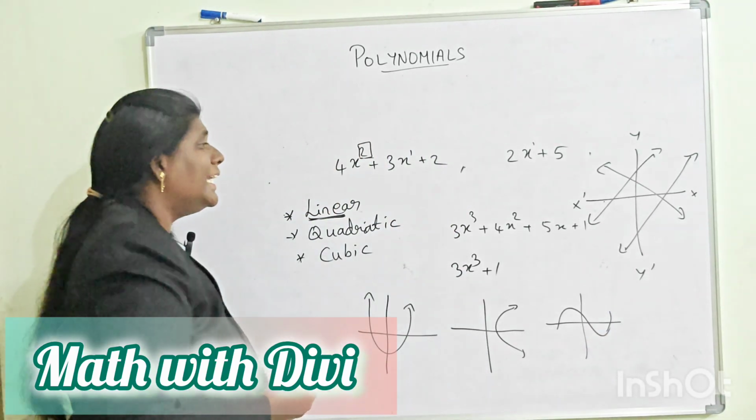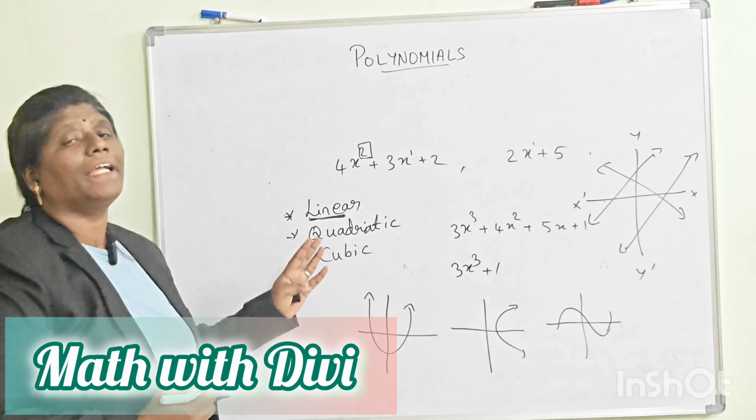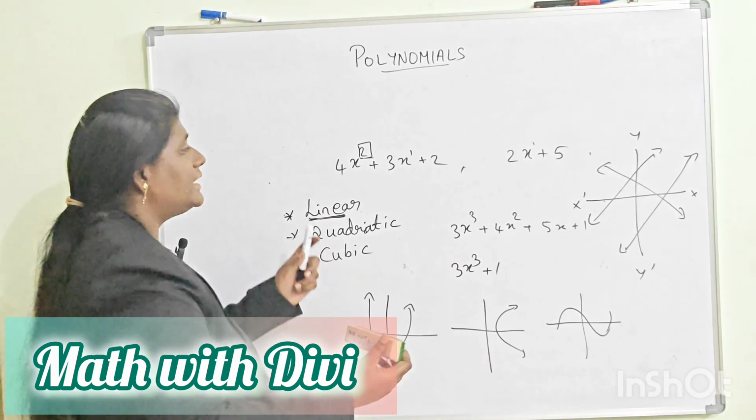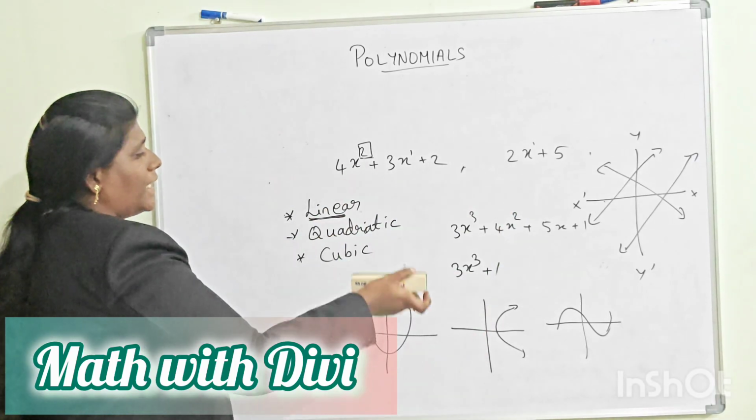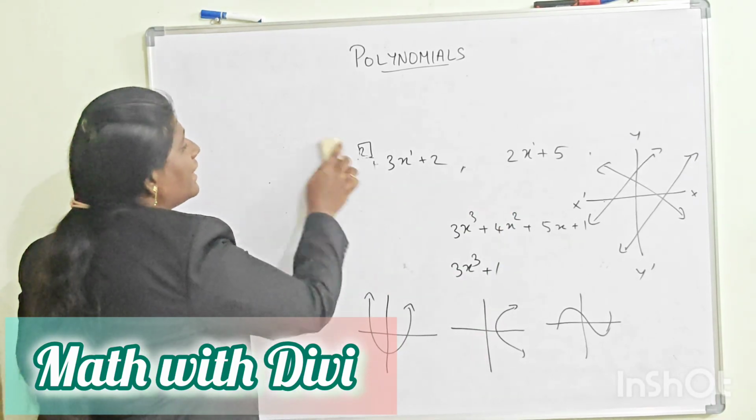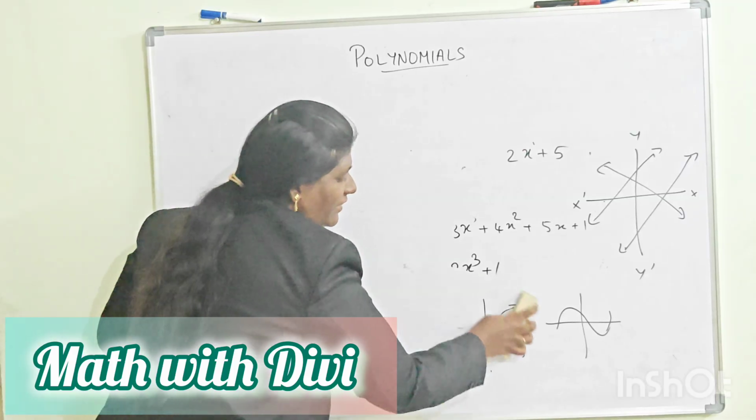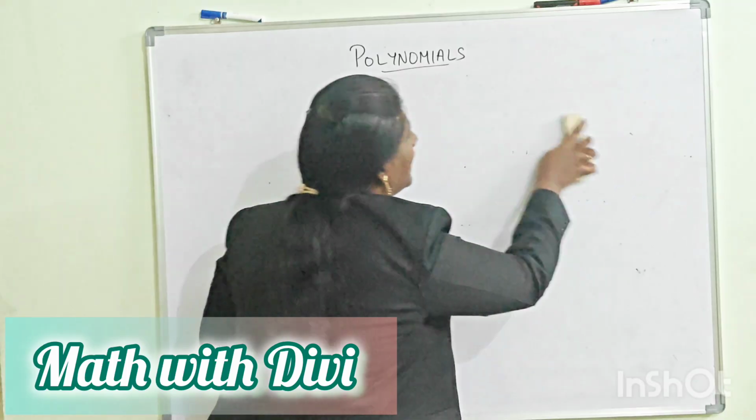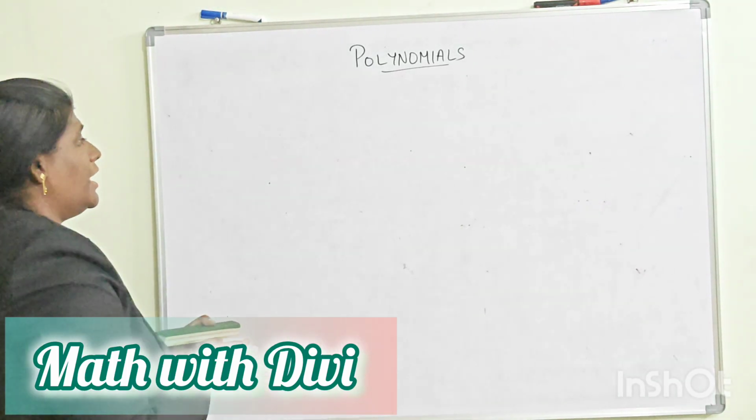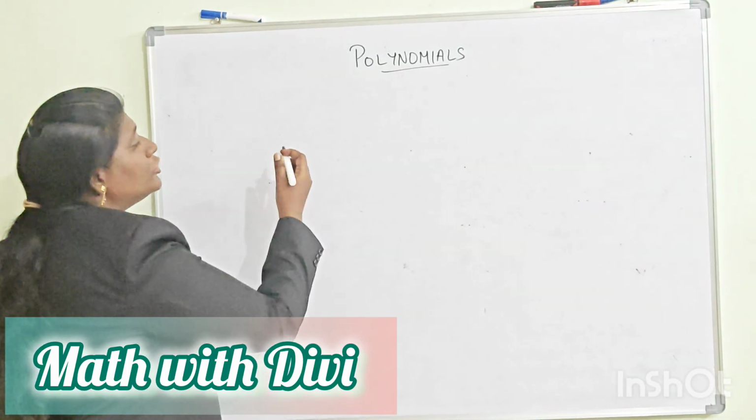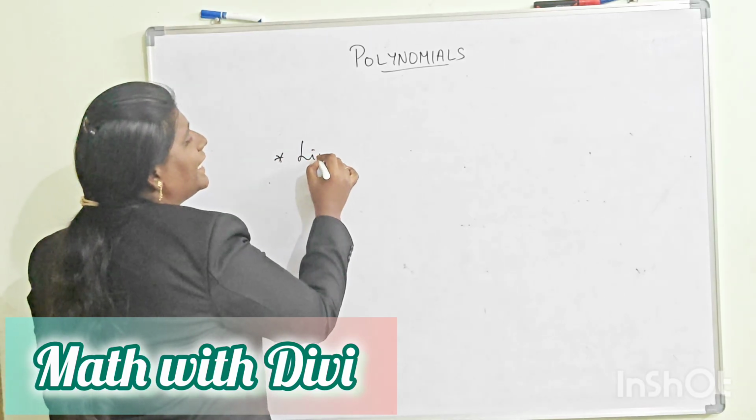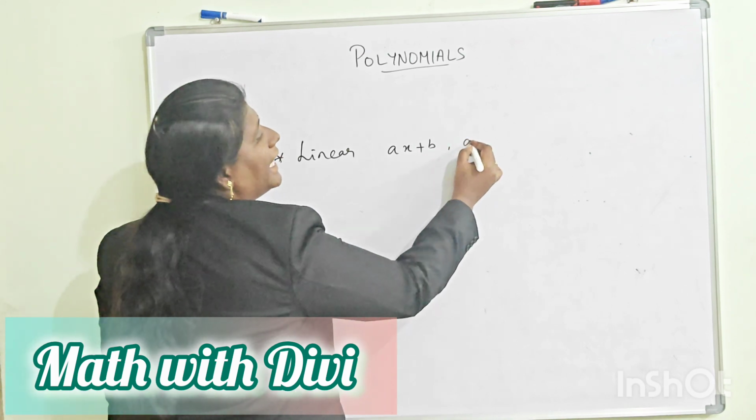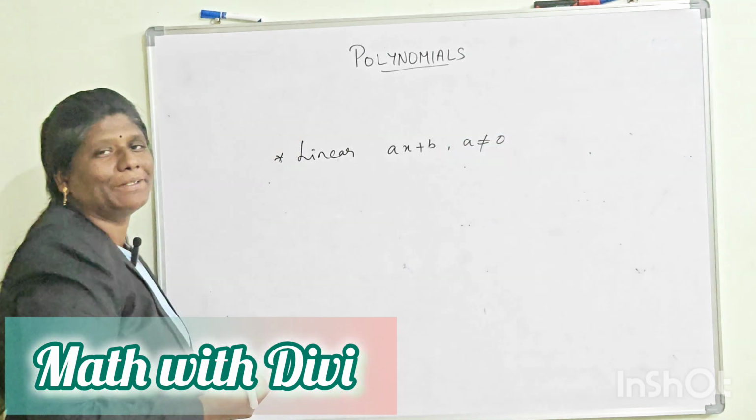Linear, quadratic and cubic each have a general structure. We cannot always say by looking that this is linear, this is quadratic, this is cubic. When we see the standard form of the polynomial, we can say directly whether it is linear or quadratic. So what is the general structure of a linear polynomial? It is ax plus b, where a should not be equal to 0.